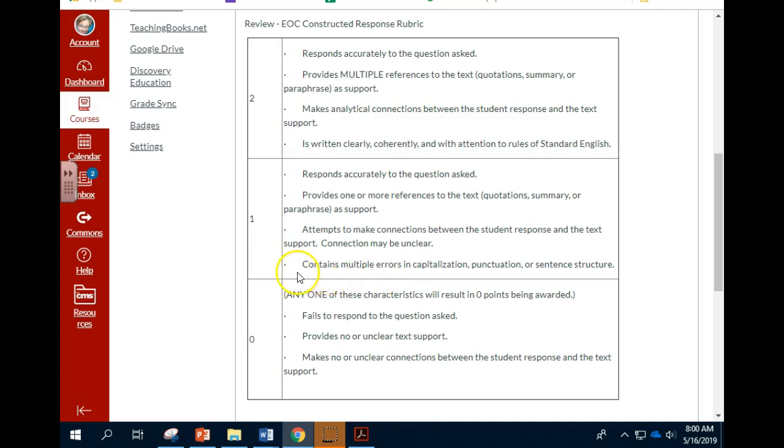And then here's where that grammar, if there are enough problems, like in your sentence structure, if you don't have properly punctuated sentences, that can drop you to a 1. So to get a 2, to get full points, we want to make sure that we know what the question is and we answer it. We provide multiple references to the text. I would go with at least 2 quotations along with other references. You need to make sure your analysis is clear and sound, and you need to do your best writing.